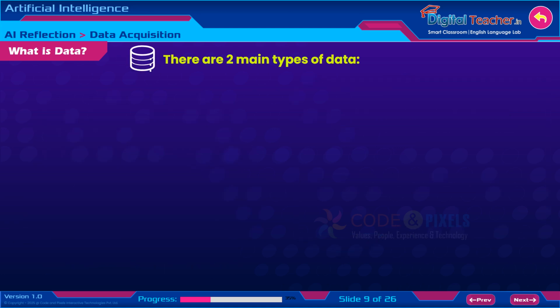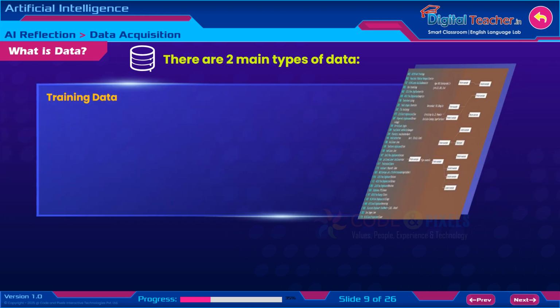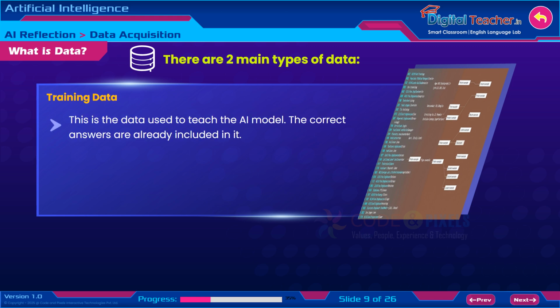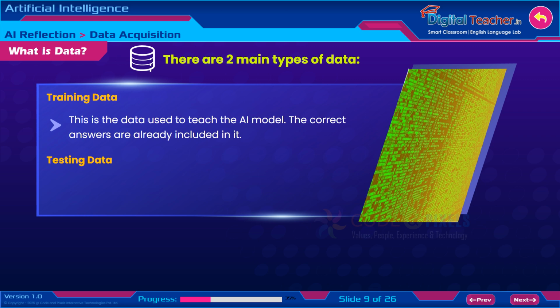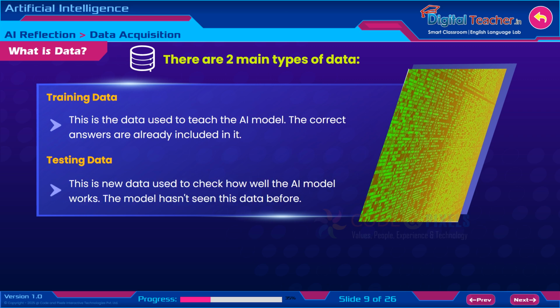There are two main types of data. Training data. This is the data used to teach the AI model. The correct answers are already included in it. Testing data. This is new data used to check how well the AI model works. The model hasn't seen this data before.